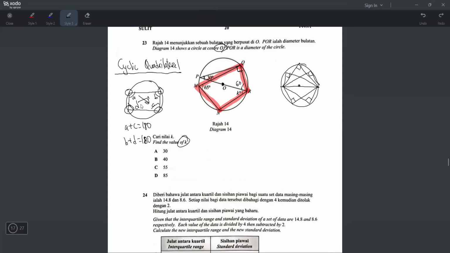Okay, so tell me now, how to find K? I already highlight red color for you the cyclic quadrilateral. So if this is 65, boleh tak saya ambil 180 tolak 65 untuk dapat jumlah sini? Boleh kan? So 180 minus 65 dapat berapa?